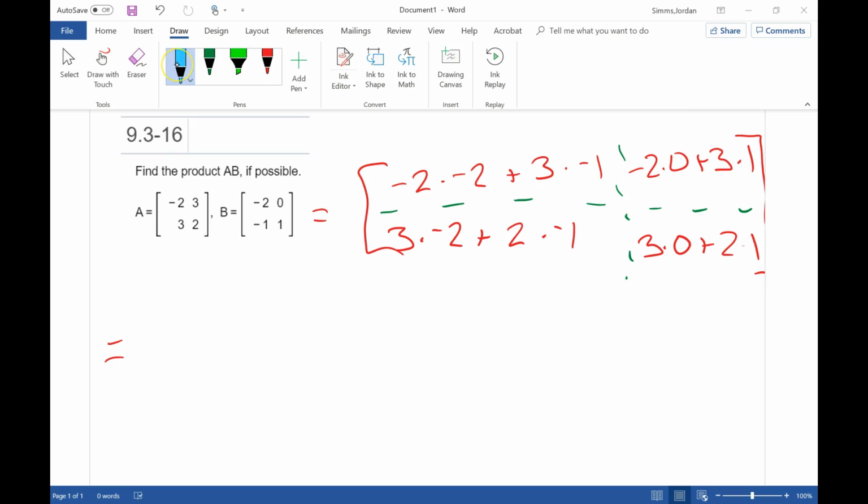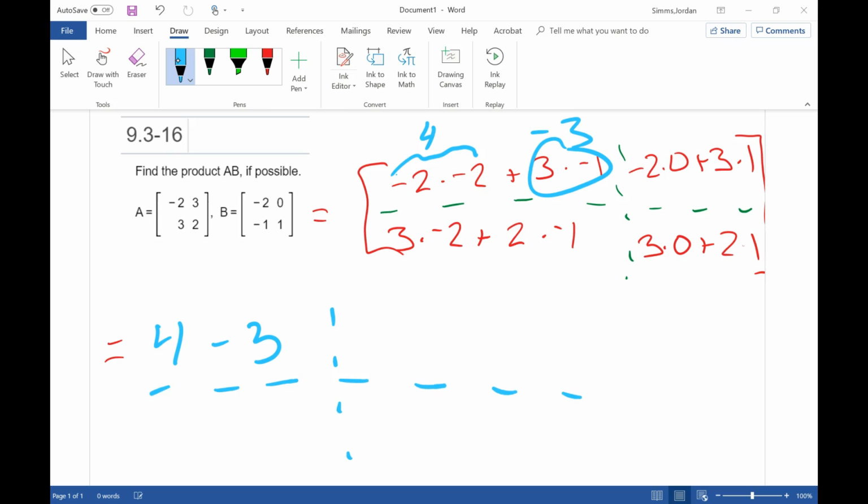Our first one here, we're going to have -2 times -2, which is going to be 4. So that's 4 plus 3 times -1, which is -3. So 4 minus 3 really, or 4 plus -3, however you want to write that. Over here now, our second element. This is going to be 0 plus 3 times 1, which is 3. So we can evaluate that one right there.